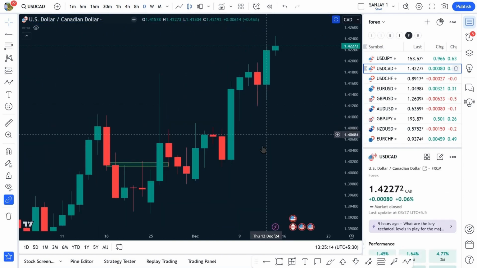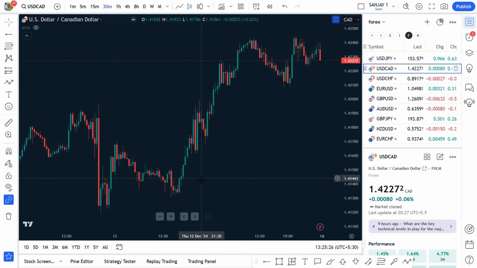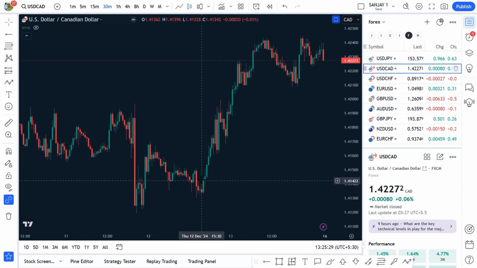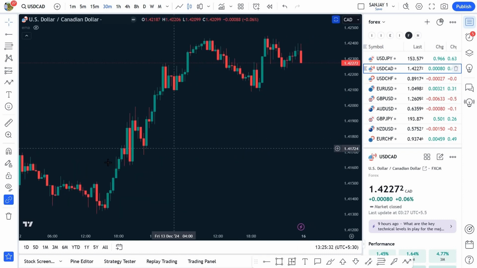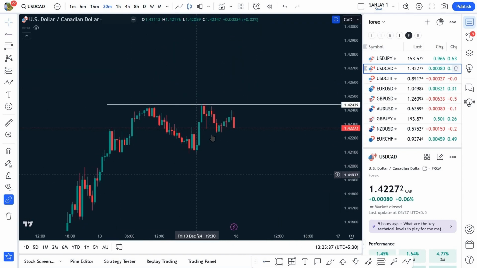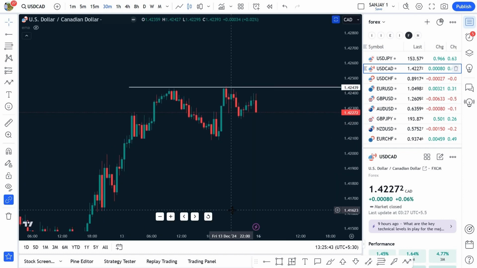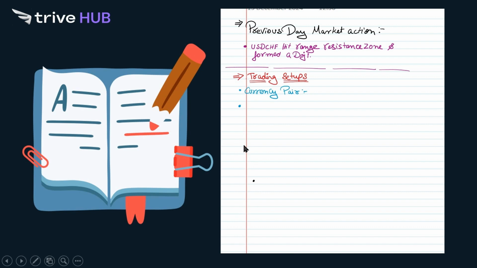Then what is USD CAD showing? USD CAD is in a very good uptrend, and it is forming a little bit of a base around the highs of this level. So what you can do is go to your trading plan and write down that you have identified USD CAD as a good opportunity.